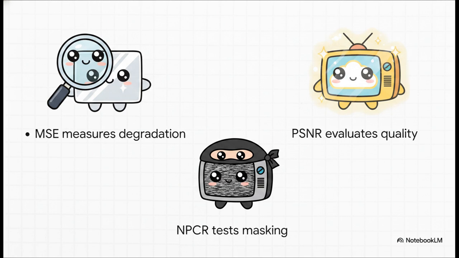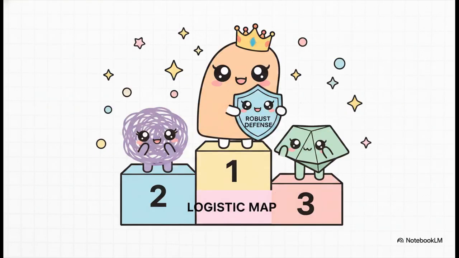And finally, the number of pixels change rate, or NPCR. This evaluates how well the encryption masks the original image. A high NPCR basically means the encrypted frame looks like absolute static, proving that the original data is thoroughly hidden from any attackers. The researchers tested the Ikeda map, they tested the Hénon map, and a third map called the logistic chaotic map, which is based on the Verhulst model.